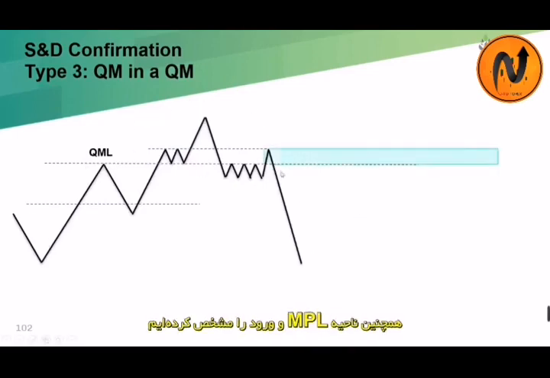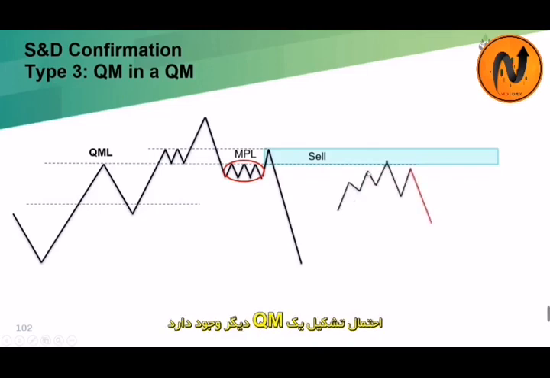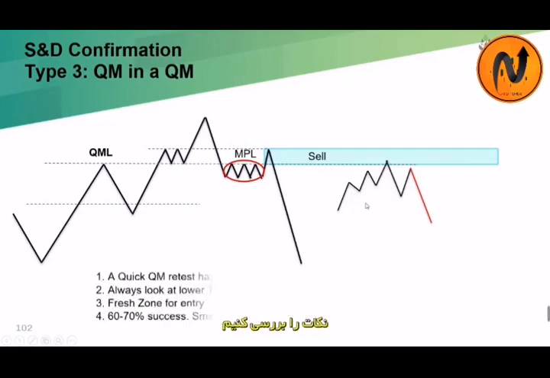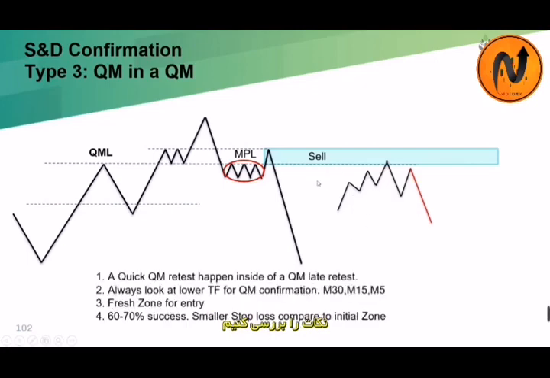And of course, we know our entry zone and our MPL, our sell zone. What happens is that there is a possible another smaller QM pattern in this zone when the price hits this zone. Usually this pattern only occurs at a smaller time frame. Let's look at some of the notes. A quick QM retest happens inside a QM late retest, so the whole thing is actually a late retest.